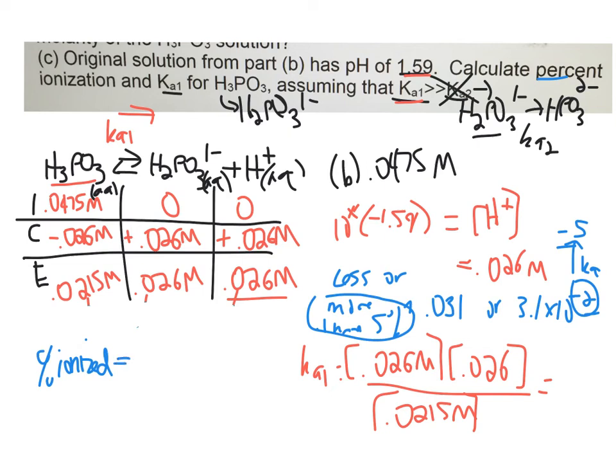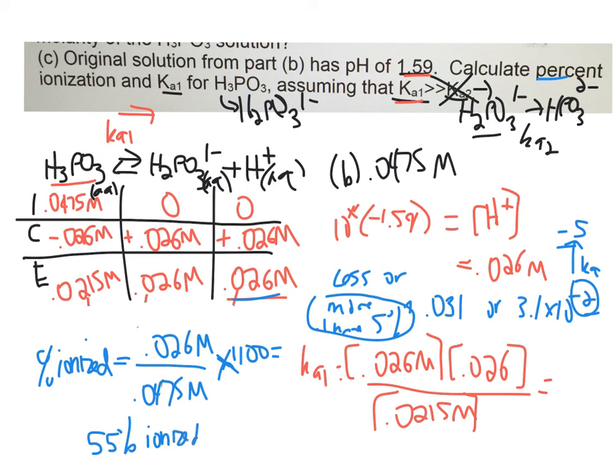So for the percent ionized, don't forget, the original solution of phosphorous acid was 0.0475 molar, and the amount that dissociated into H ion concentration, H ions, is 0.026 molar, times 100. And when you do this with your calculator, you get roughly 55% ionized. And remember, there you go. So that's why our assumption holds.